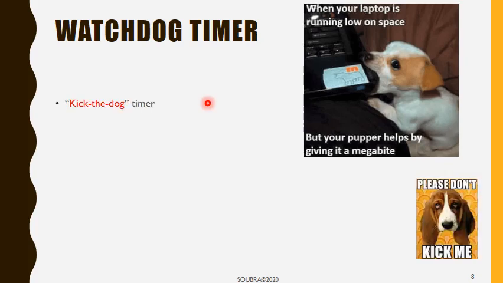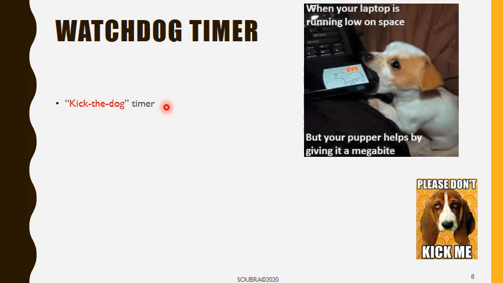The idea is we're going to use something called the watchdog, and it follows the kick-the-dog timer paradigm. I'm not endorsing kicking dogs in real life, it's just the paradigm that we're engineering. The idea is if the software freezes for some reason or misbehaves, some dog will bark and reset the whole system.